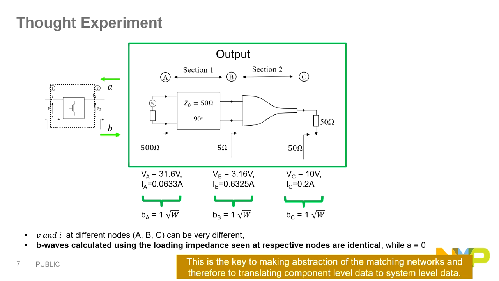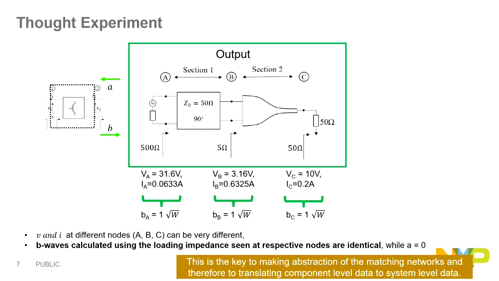And then using the formula for the B wave, we can calculate the B wave at reference planes A, B, and C respectively. But when we are calculating the B wave, we are using the voltage VA, IA, and 500 ohm for reference plane A. And for the B wave at reference plane B, we're using the 5 ohm characteristic impedance as Z0. So you can obtain that B at reference plane B is also 1. And same thing on reference plane C, also 1. So they are equal at different reference planes.